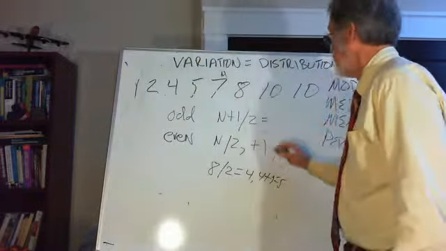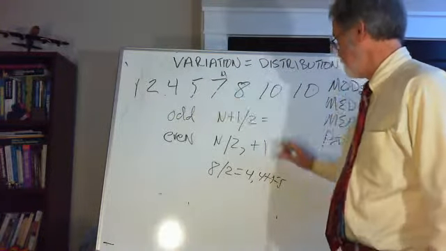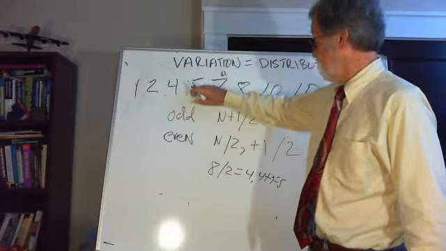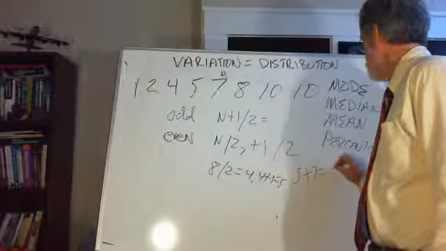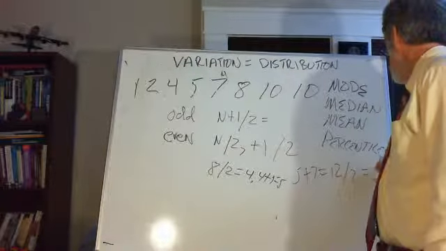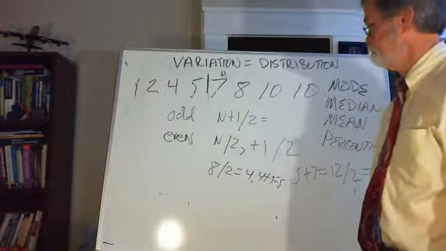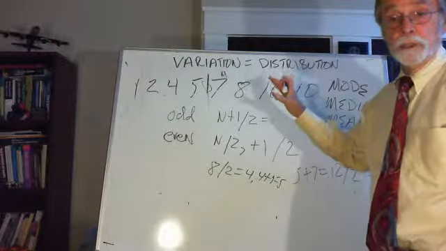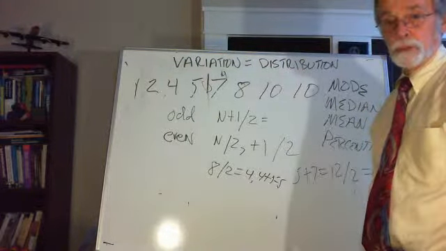So then we've got a 5 and a 7. Position 4 is 7. Position 5 is 5. And so we would add up 5 plus 7 equals 12, divide by 2 equals 6. So we'd say the median is right in here somewhere. 6. It's not in the distribution itself, but mathematically we can derive it by the formula that we just did.